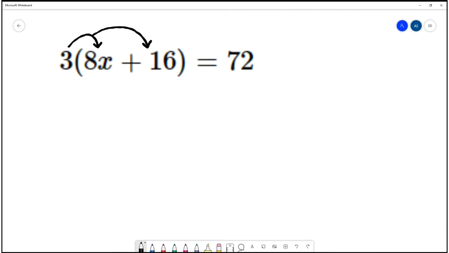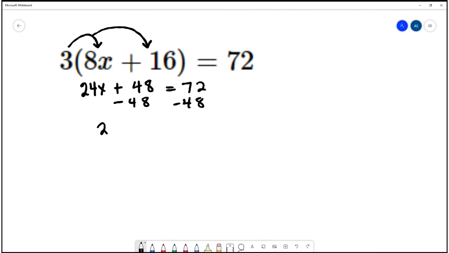3 times 8x is 24x. 3 times 16 is 48. That equals 72. And now we'll isolate x. We're going to isolate x using opposite operations. We're first going to subtract 48. That's the opposite of adding.